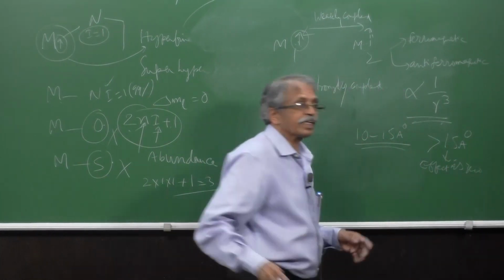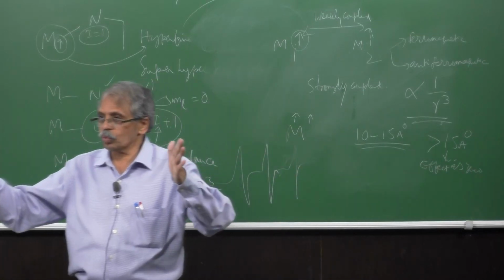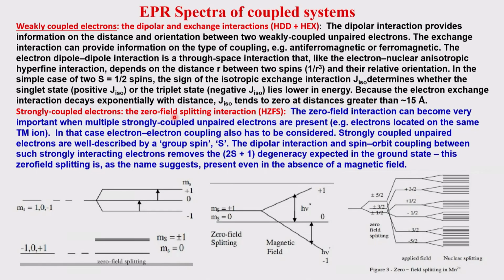So up to 15 angstroms. That means if there are 2 molecules in the lattice, and they are separated by 5 or 7 or 10 angstroms, and both have an unpaired spin, then you can still find a certain level of coupling. Now the second one is the strongly coupled.